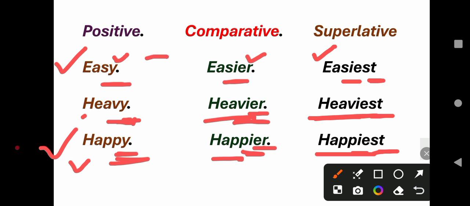So when the positive ends in Y, it changes into I and ER in the comparative, like easier, heavier and happier. In the superlative form, Y changes into I by adding EST to form easiest, heaviest and happiest.